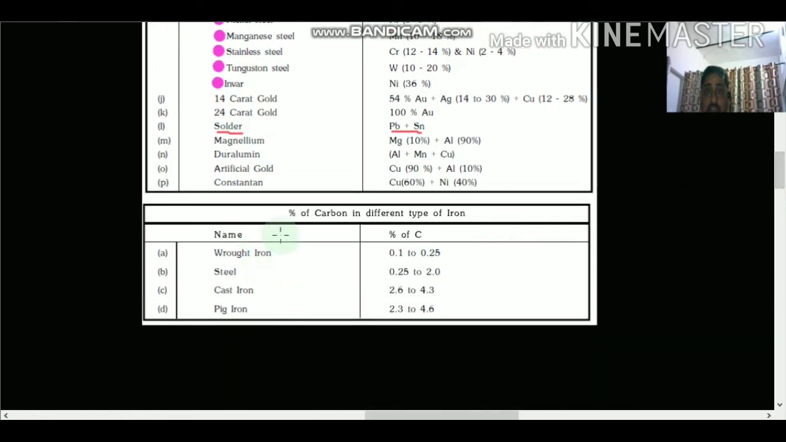Now here are the different forms of iron and how much carbon is used: in wrought iron 0.1 to 0.25%, and so on, with pig iron having the maximum amount of carbon.